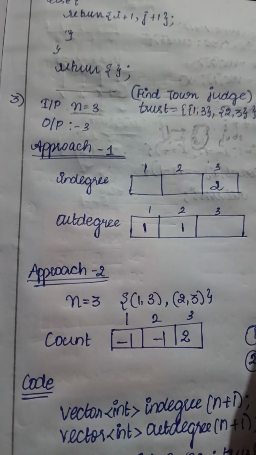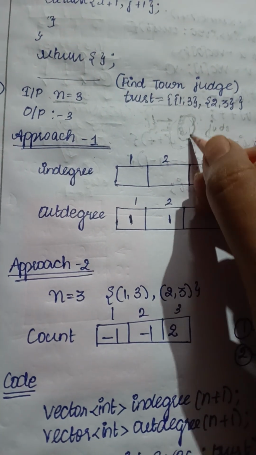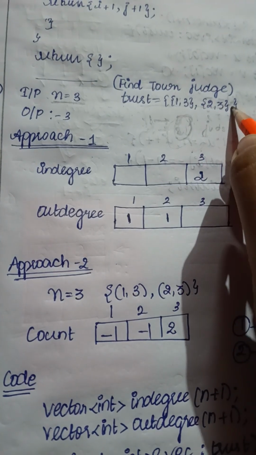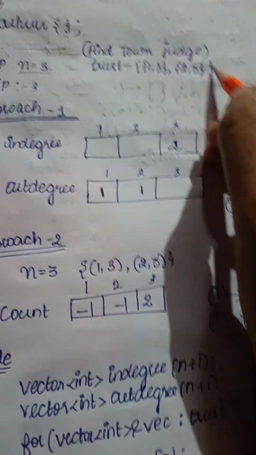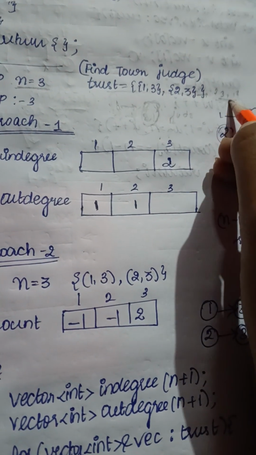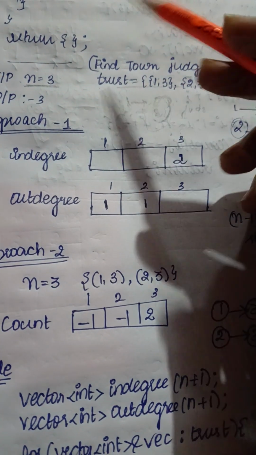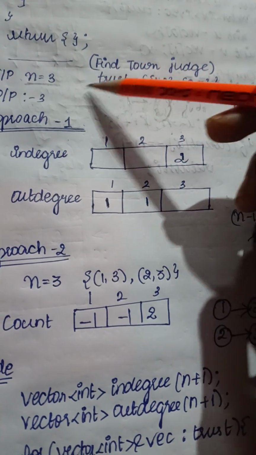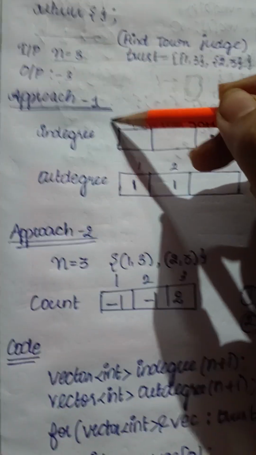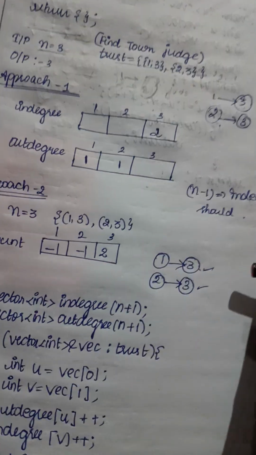The town judge trusts nobody. In this case, 3 doesn't trust anyone: 1 is trusting 3, 2 is trusting 3, but 3 is not trusting anyone. If in this question 3 comma 1 is added extra, then the answer is going to be -1. If any of these conditions is not satisfied, then at last we have to return -1. So approach 1 is maintaining 2 arrays.